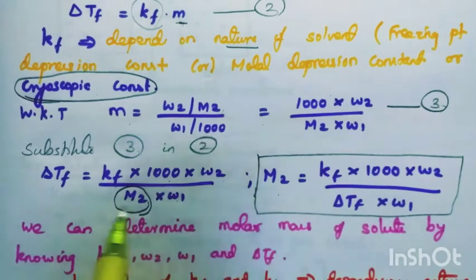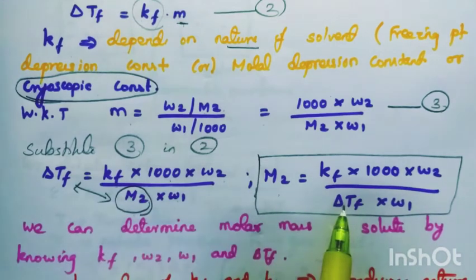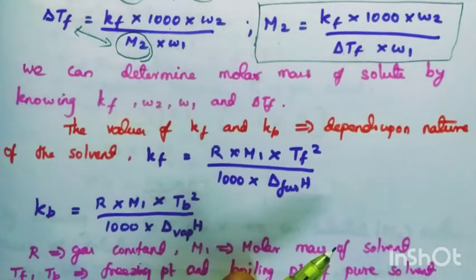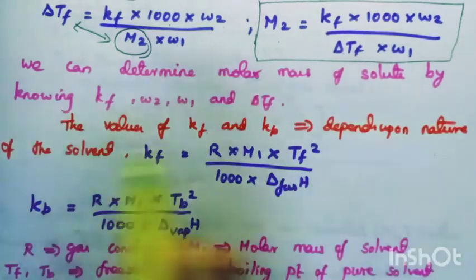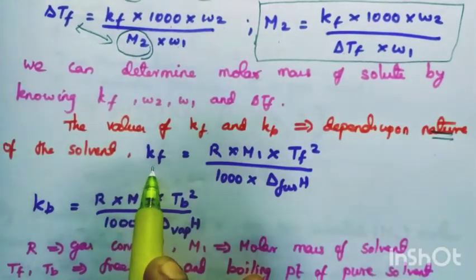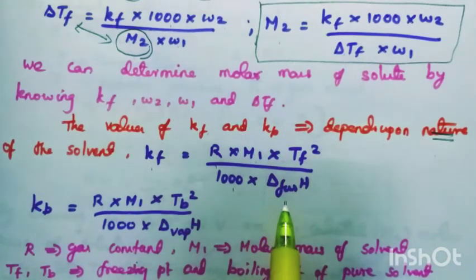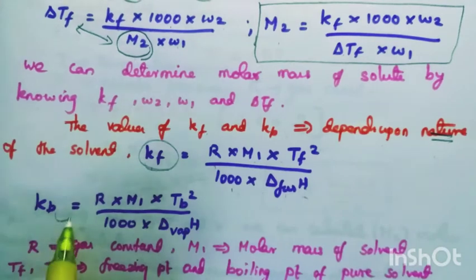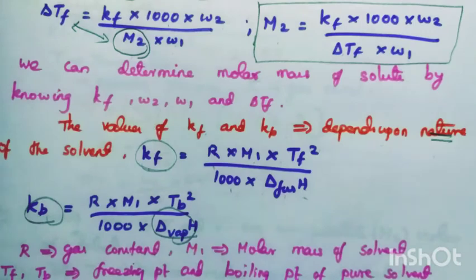So M2 is equal to Kf into 1000 into W2 by delta Tf into W1, with M2 and delta Tf exchanging places. This is the formula. If we know the other terms, we can calculate M2. Here, the values of Kf and Kb depend on the nature of the solvent. So Kf is equal to R into M1 into Tf square by 1000 into delta fusion H, that is, enthalpy of fusion. This is for freezing point, enthalpy of fusion. For boiling point, it is enthalpy of vaporization. That is the only difference.